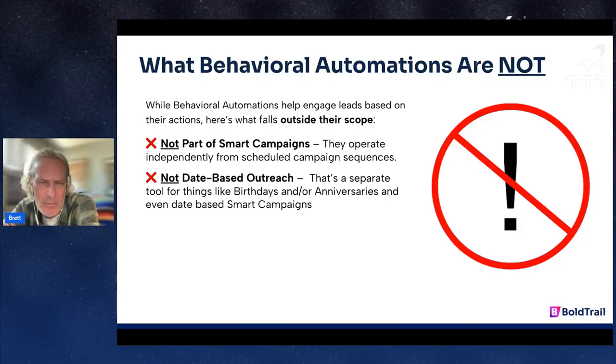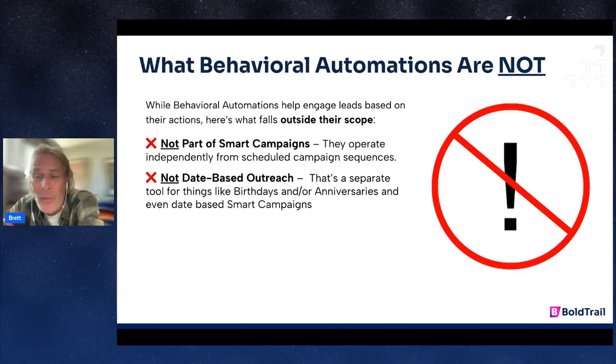behavioral automations are not part of our smart campaigns. Folks, we call our drips, the email and text type drips, smart campaigns, and they are smart. You have them in the platform already. We have one for every stage of the client journey in a default fashion. Yes, you can edit them. Yes, you can change them. Yes, you can choose not to use them if you want.